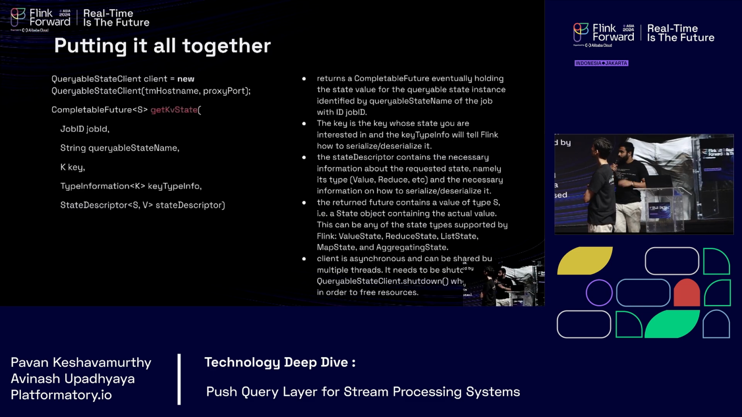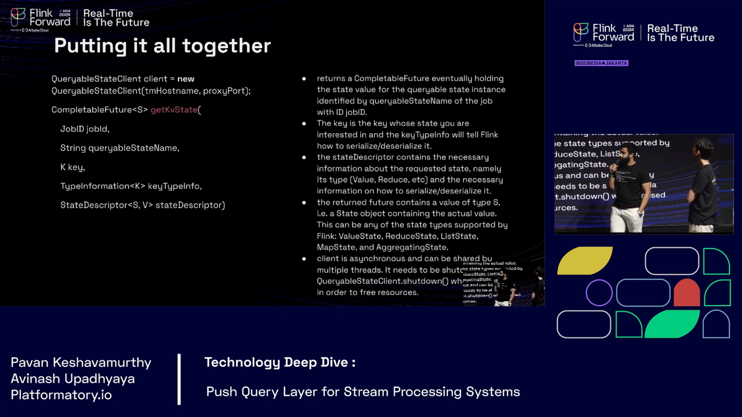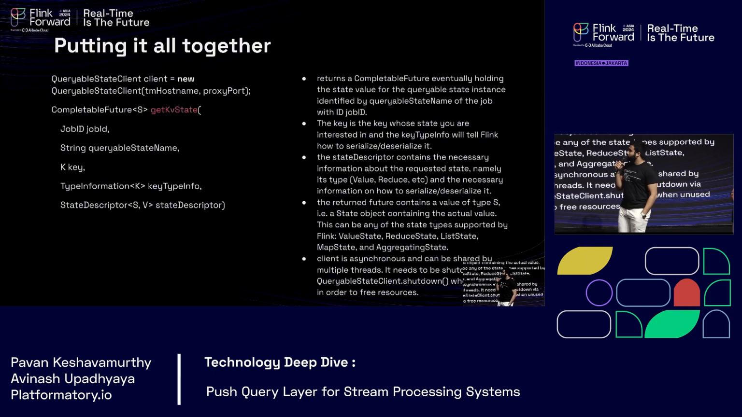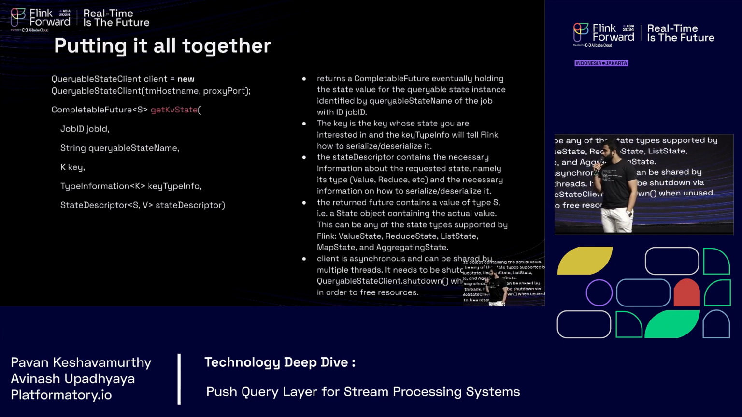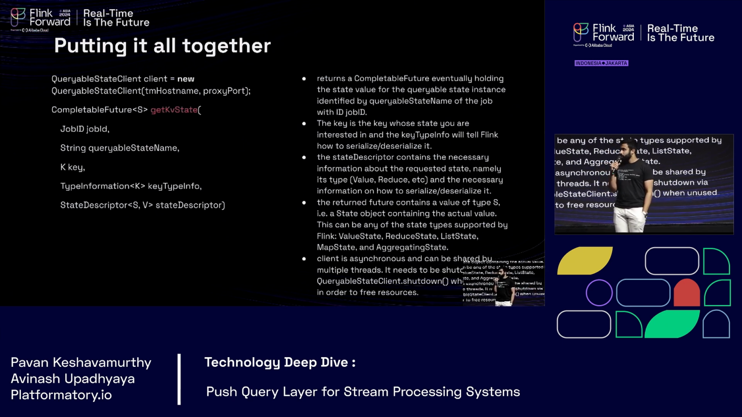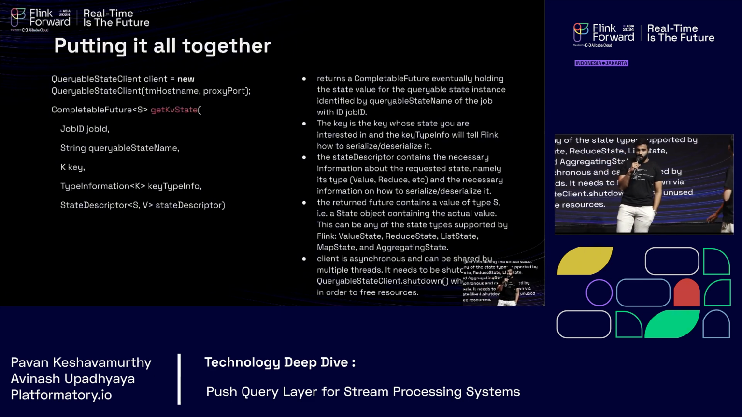Let's once again look at how you actually query it on the client side. We saw this function earlier, the getKVState function, where you pass in the job ID, the name of the state store, and the key that you want to query, and also the information about the actual state store: what the serializers are, and how the state is stored within the state store. And it returns a completable future, which is going to eventually return the state, and you can access the value from that particular state.